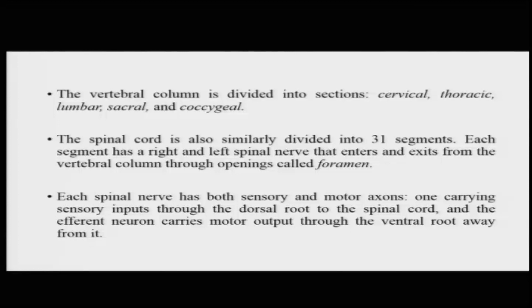Each spinal nerve has both sensory and motor axons. Sensory inputs are basically carried through the dorsal root to the spinal cord, and the efferent neuron carries the motor output through the ventral root away from the spinal cord. So, the action part basically is through these motor axons which are going from the spinal cord to the efferent nerves, and the sensory part is from these peripheral nerves converging towards the spinal cord, so that the signal can be communicated to the brain and upwards.